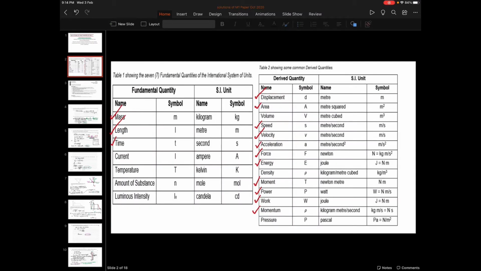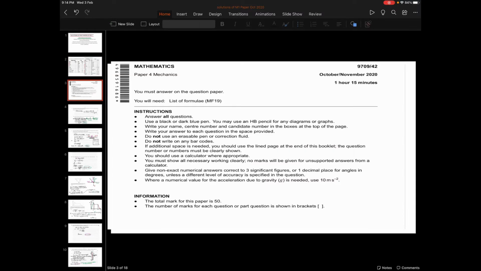Here, some units are shown, and these units are frequently used in mechanics, and they are shown by red marks or ticks. In this video, I will solve the board past paper M1 October 2020 Cambridge Board. Let's start.